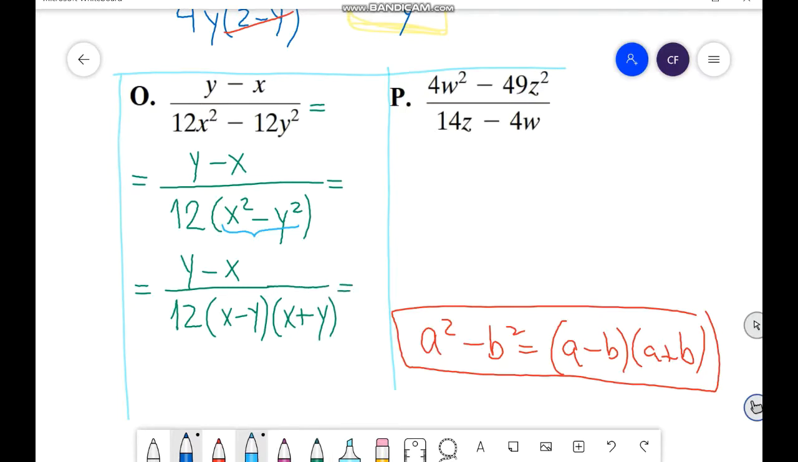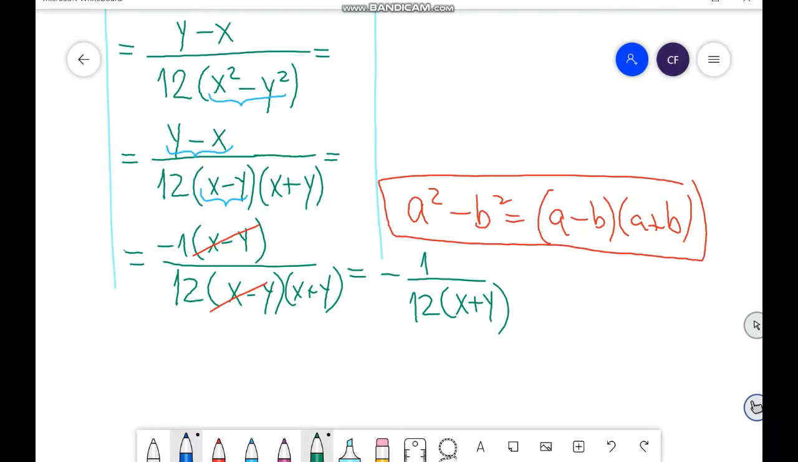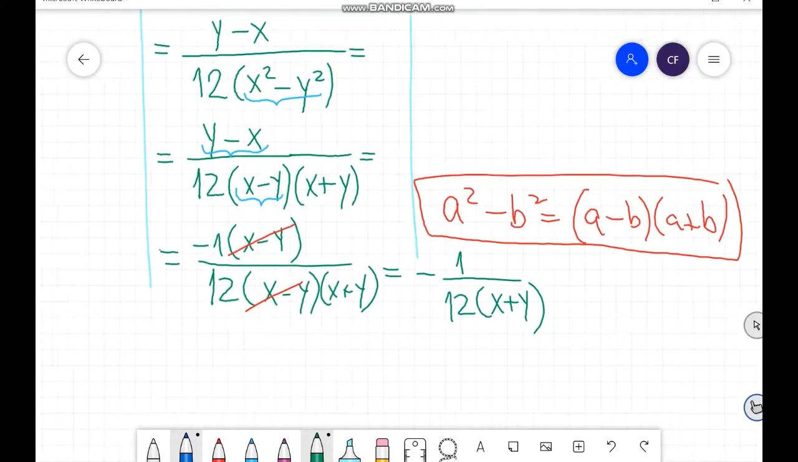Now, maybe this is the opposite of that, right? y minus x and x minus y. Factor out negative 1 from maybe the numerator. Negative 1 times x minus y, over 12 times x minus y, x plus y, and the answer here is negative 1 over 12 times x plus y. Thank you, Ewell.